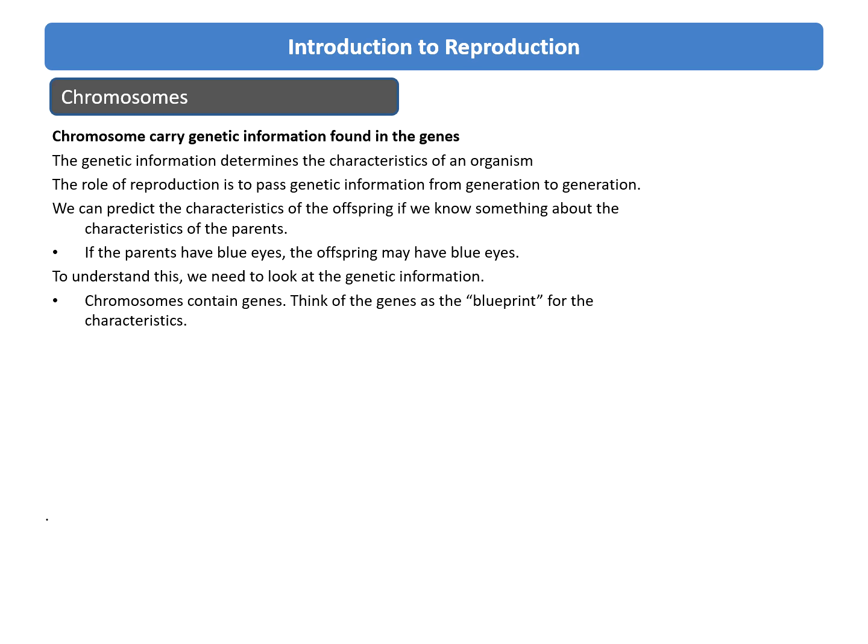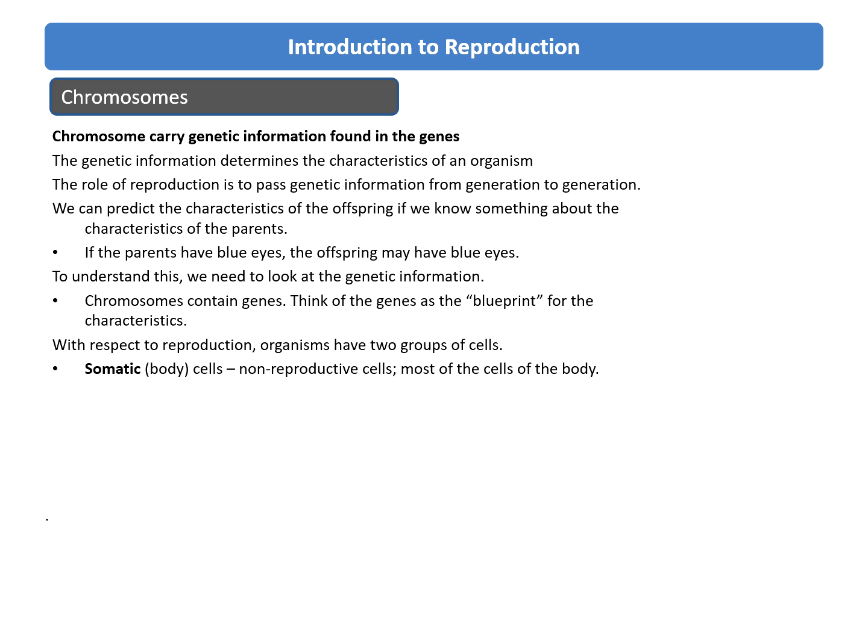To understand this, we need to look at the genetic information. As we said, chromosomes contain genes. Think of genes as the blueprint for the characteristics. With respect to reproduction, organisms have 2 groups of cells. Somatic cells, which are the body cells. These are non-reproductive cells. Most of the cells in the body are somatic cells. The other type are the germ cells. These are involved in reproduction. These are the eggs and sperm, and the cells that develop into eggs and sperm.